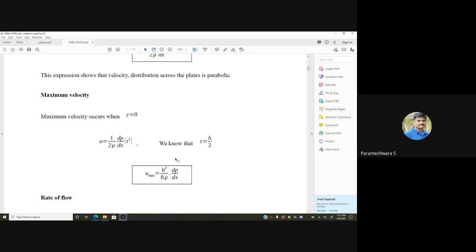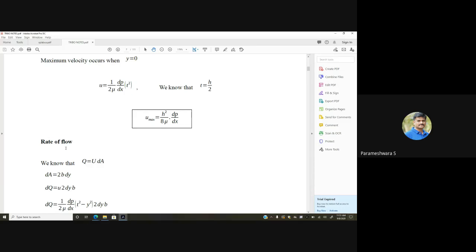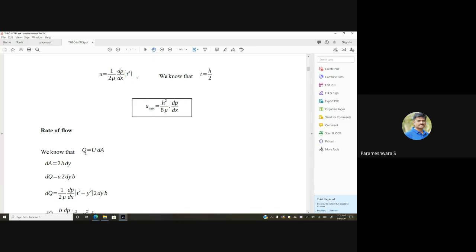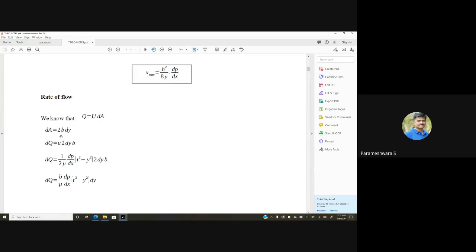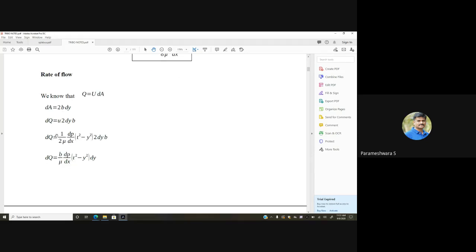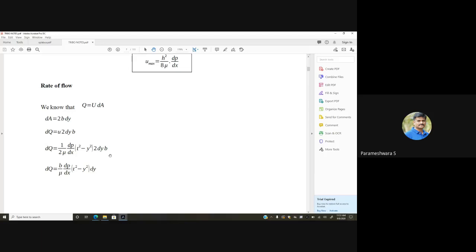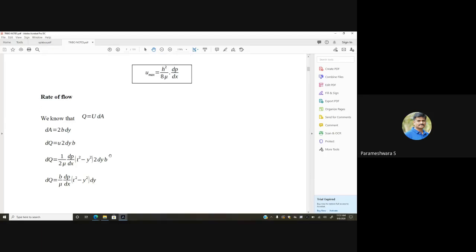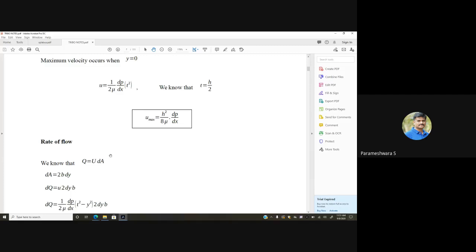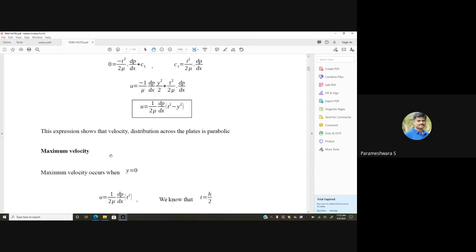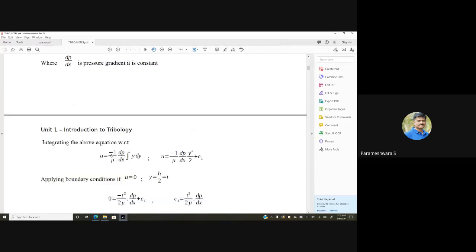With the use of velocity, I can find the rate of flow. Using this expression, the flow rate q is given by u into dA, that is velocity into area. The area dA is equal to 2b dy, and dq is equal to 2 into u b dy. So you can have this expression for dq, and by integrating this, I'll get the expression for q. With this, we have derived the expression for velocity and flow rate for fluid flow between two parallel plates by considering Newton's law of viscosity.